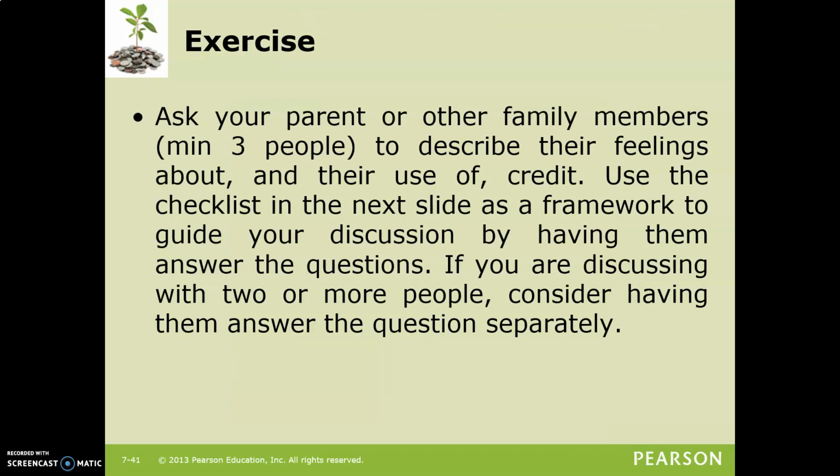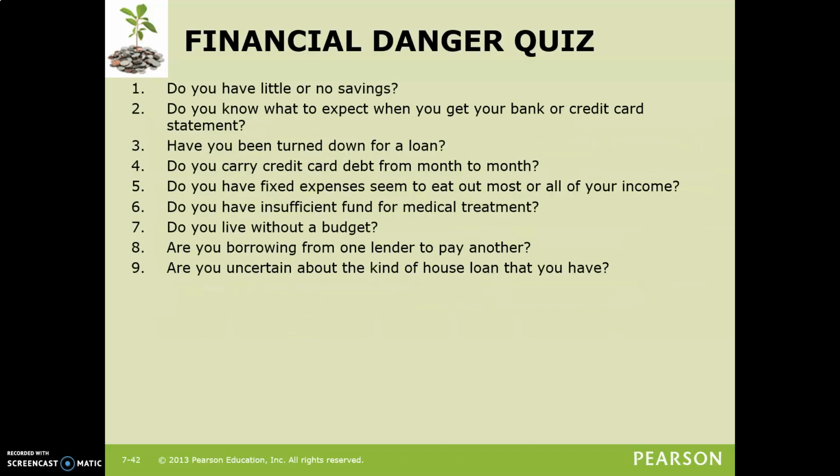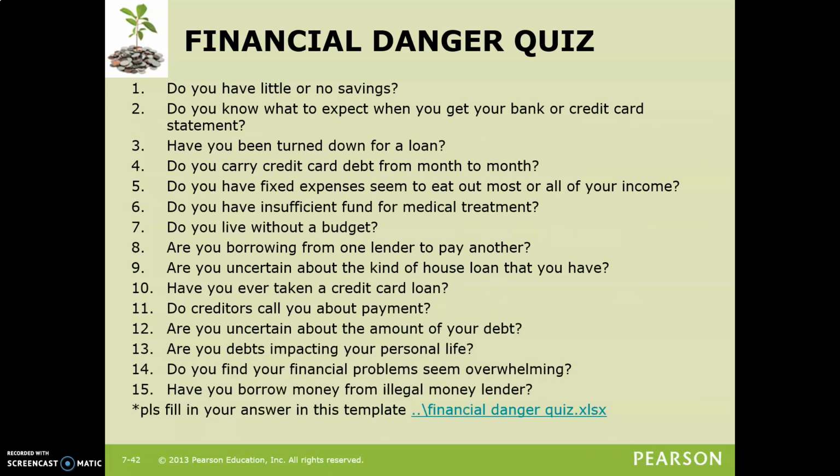Okay, this is your exercise that you need to do. You ask your parents or other family members, a minimum of 3 people, at least you need to have 3 people, to describe their feelings about and their use of credit. Use the checklist in the next slide as a framework to guide your discussion by having them answer the questions. If you are discussing with 2 or more people, consider having them answer the questions separately. So these are the questions, and I have actually prepared you with a template to key in your answer.